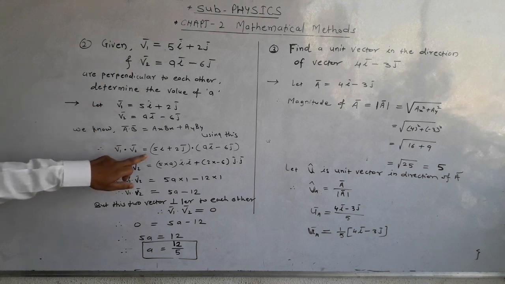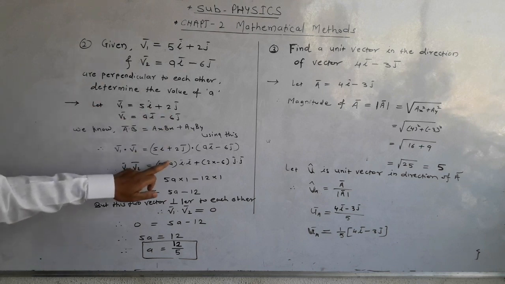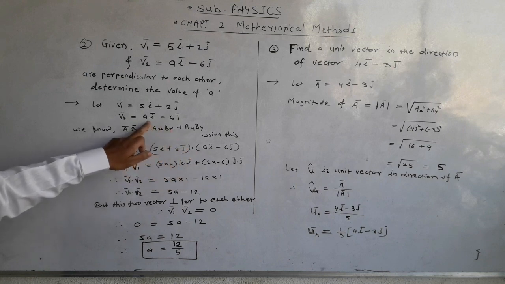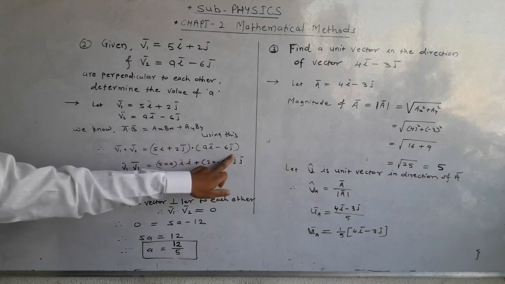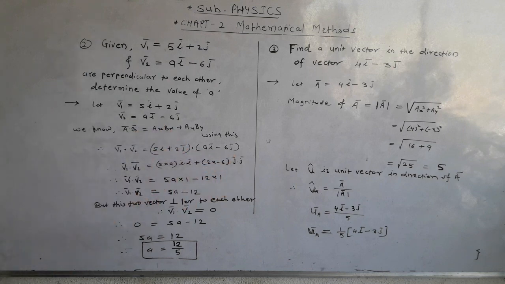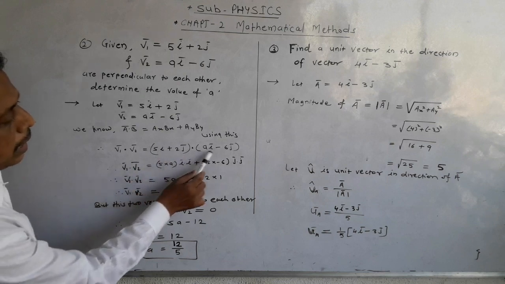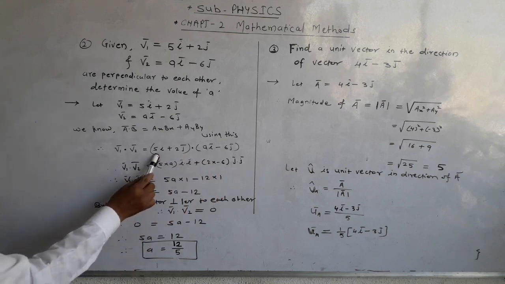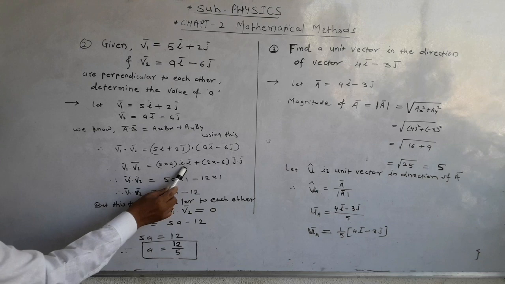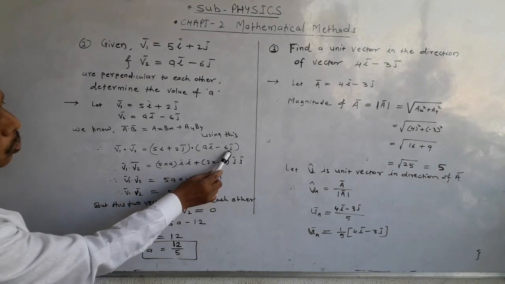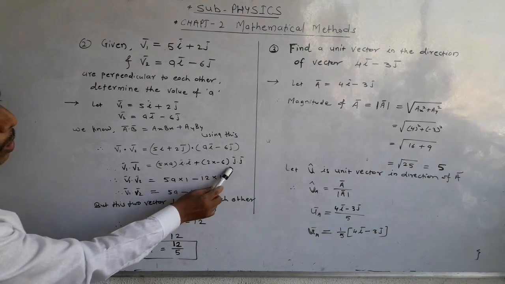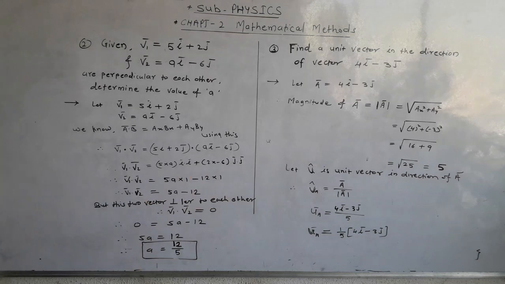v1 bar dot v2 bar is equal to 5i plus 2j dot ai minus 6j. Then we have to take the product of i with i and j with j. Therefore, 5 into a, i dot i, plus 2 into minus 6, j bar dot j bar.